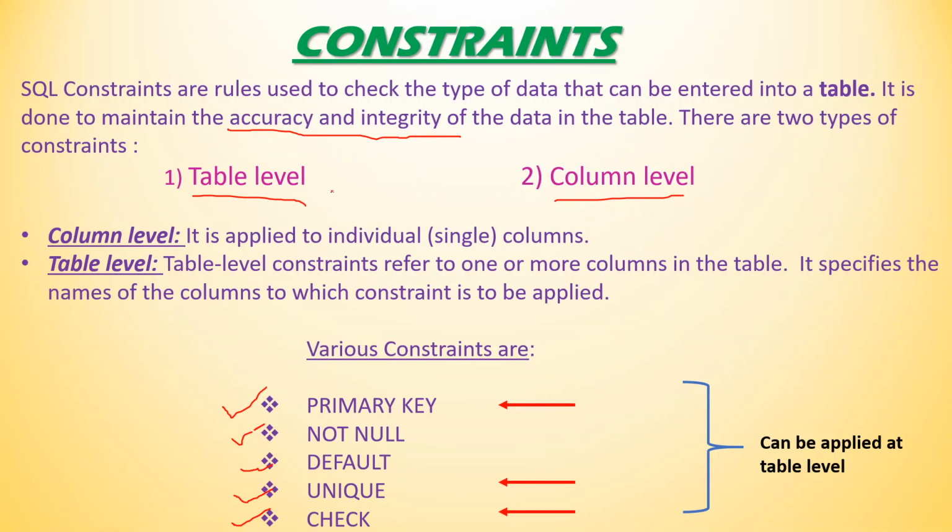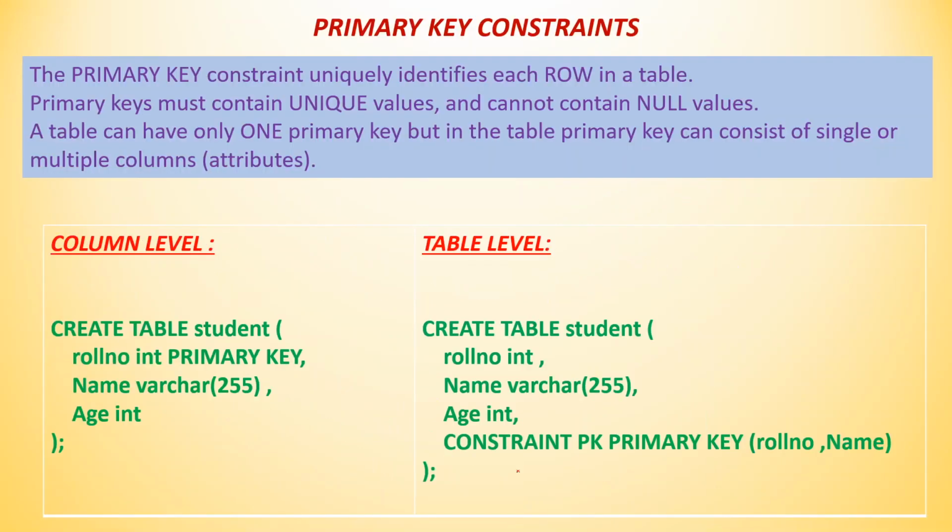So there are 2 ways to apply constraint in a table: table level and column level. Here are 5 constraints, as I have already told you. Out of these, only 3 constraints, primary key, unique, and check constraint, can be applied at table level. Not null and default constraints cannot be applied at table level. These can be applied only at column level. Now we'll see how we can apply the constraints.